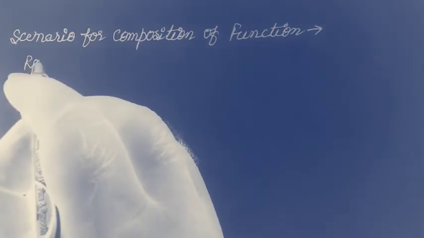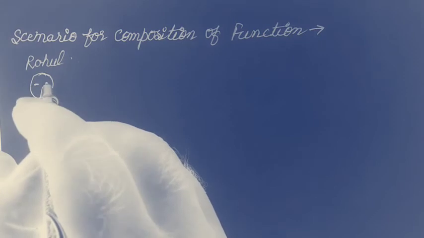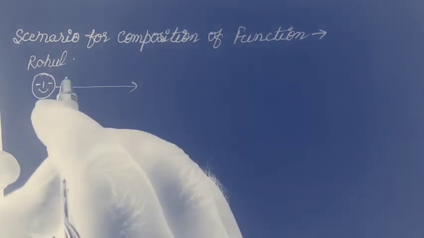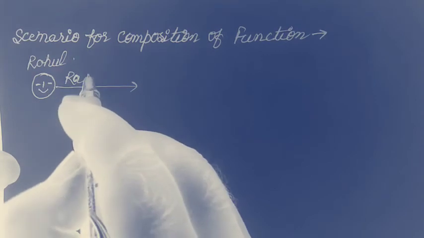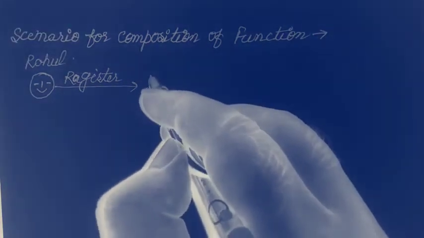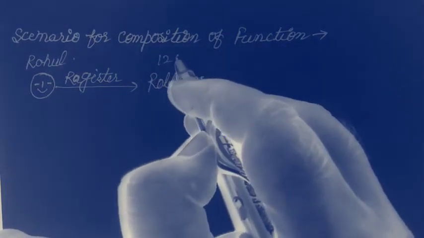Here we need to find out the marks of Rahul, isn't it? So first we have Rahul here and we need to find out the marks of Rahul. So first we need a registration here. And after getting registration we get the roll number of Rahul. Suppose it's roll number 12579.